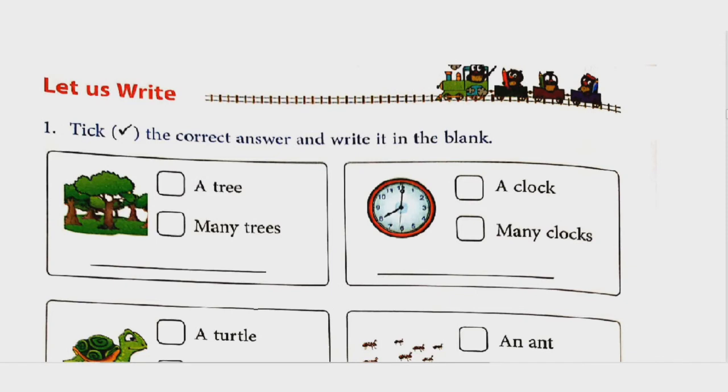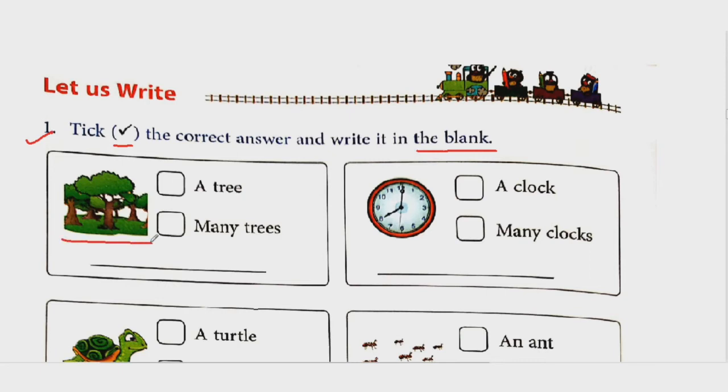Now let us write question 1. Tick the correct answer and write in the blank. आपको कुछ पिक्चर्स दिए हैं. So look at this question 1. Tick the correct answer and write it in the blank. There are some pictures given to you and each picture contains 2 options. तो आपको correct answer को टिक करना है.